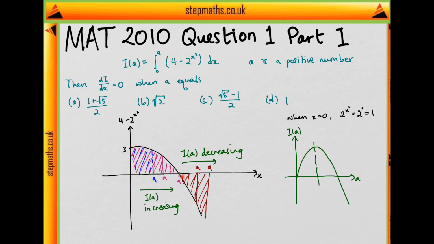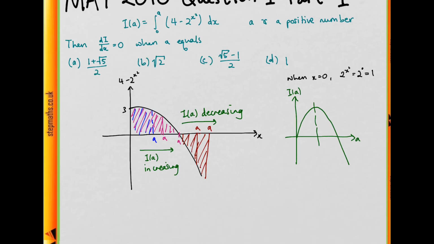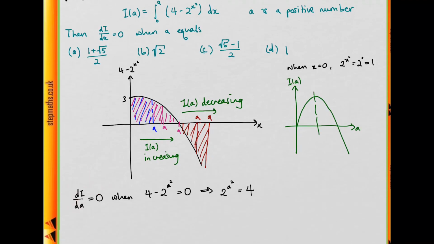So we need to know when this curve intersects with the x-axis, i.e. when 4 minus 2 to the power of x squared is equal to 0. The a that makes this derivative 0 is the a that makes this equation 0. So if we rearrange this, we see that we need 2 to the power of a squared to be equal to 4. And 4 is the same as 2 squared. And so from this, we see that a squared is going to be equal to 2. And well, we know that a is a positive number, so if I just square root this, then we see that a needs to be square root of 2, which is b.